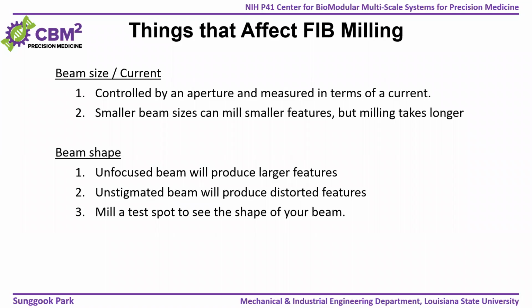Okay, so I will just briefly go over some factors affecting focused ion beam milling. Again, the beam size or current. There is an aperture. I didn't show the device in detail, but there is an aperture just prior to your substrate, and the aperture determines the beam size. By using a smaller beam size, you can make smaller patterns, but it takes longer.